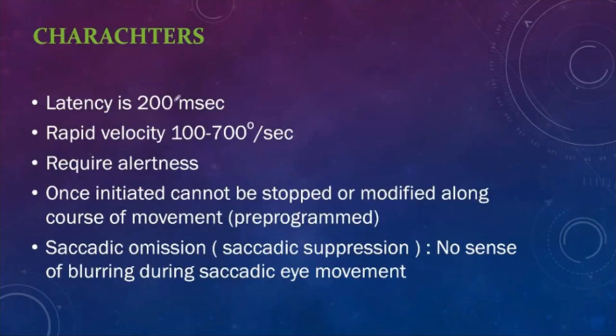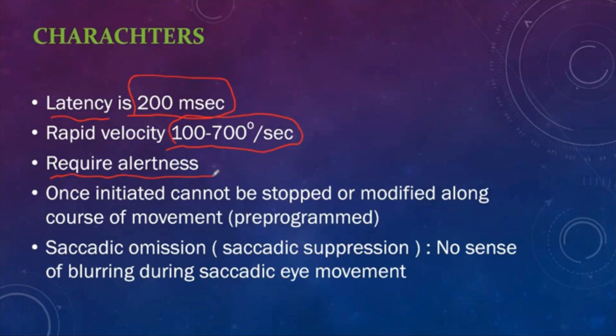Latency, from the time that the center of the brain initiates the movement until the actual execution of the movement, is about 200 milliseconds. This is called the latency. As we mentioned latency in the electrophysiology yesterday, it is just the time that elapses between the order and the actual execution of the movement. The saccadic eye movement is of high velocity, about 100 to 700 degrees per second, so that you can move your eyes very rapidly in order to place the object of interest at the fovea, and that's why it also requires some alertness.